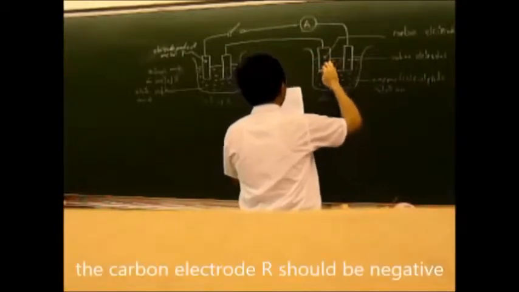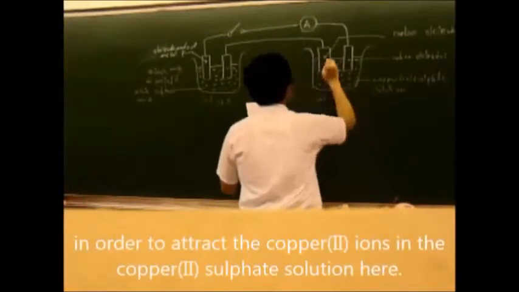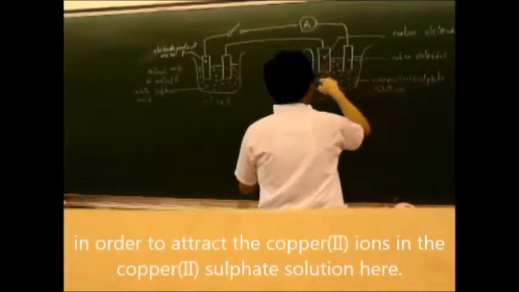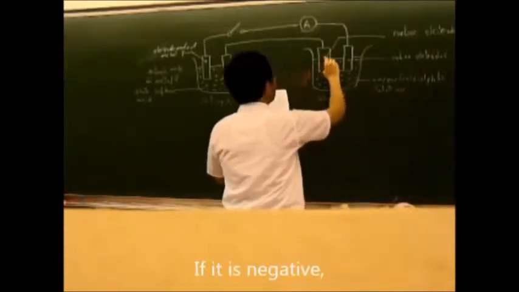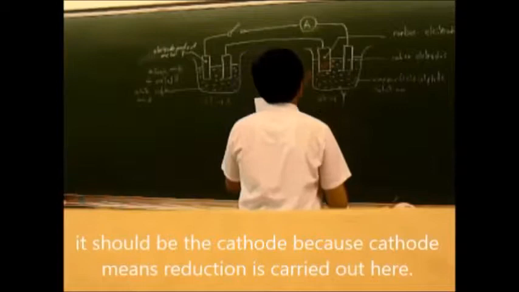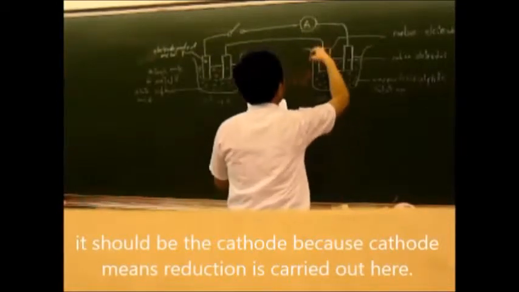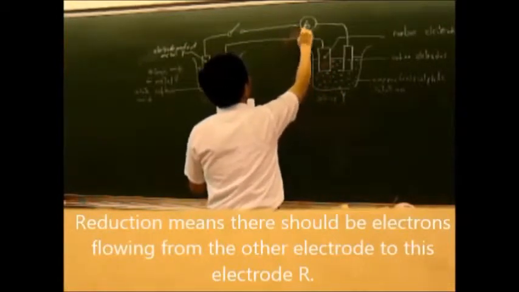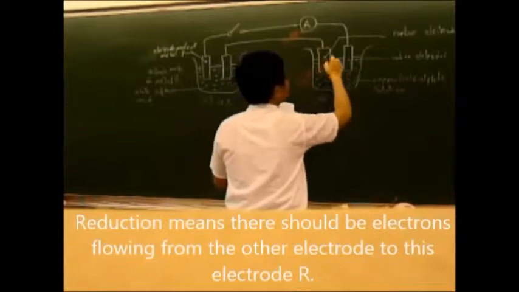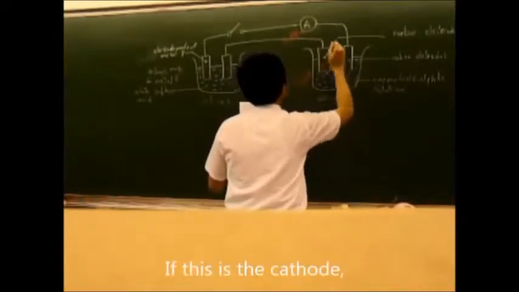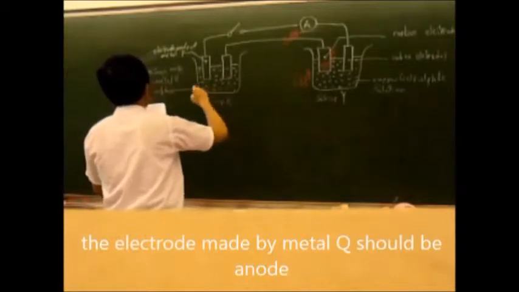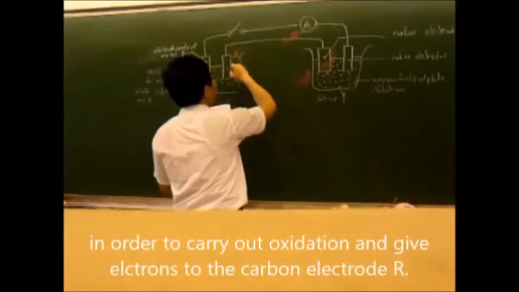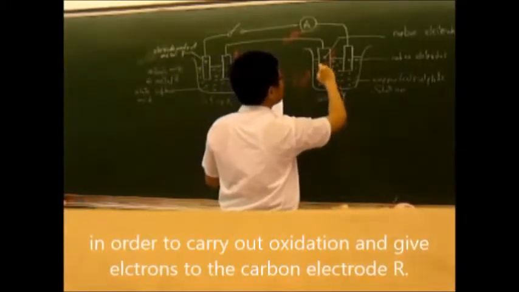That means the carbon electrode A should be negative in order to attract the copper 2 ion in the copper 2 sulfate solution here. If this is the negative, it should be the cathode, because cathode means reduction is carried out here. Reduction means there should be electron flow from the other electrode to this electrode A. If this is the cathode, the electrode made of metal Q should be the anode in order to carry out oxidation and give electrons to the carbon electrode A.